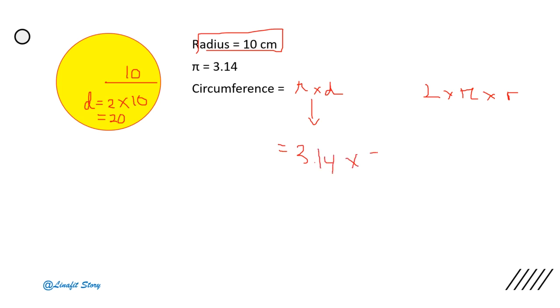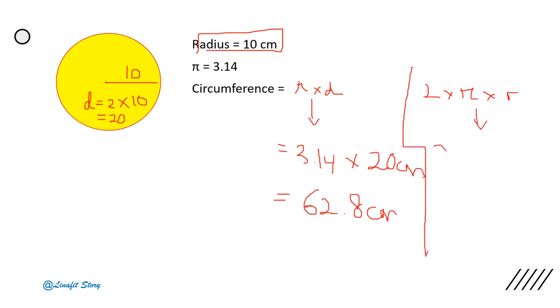3.14 times 20 cm equals 62.8 cm. But if you want to choose the second way, 2 times pi times radius, so 2 times 3.14 times 10 equals 62.8 cm.